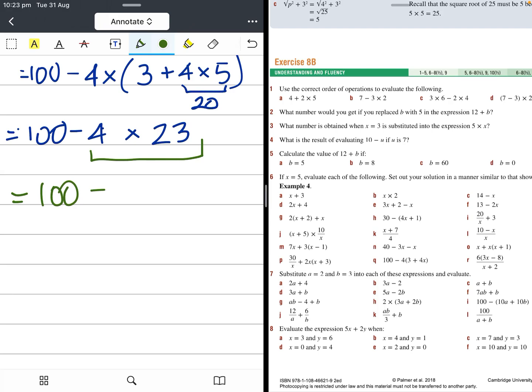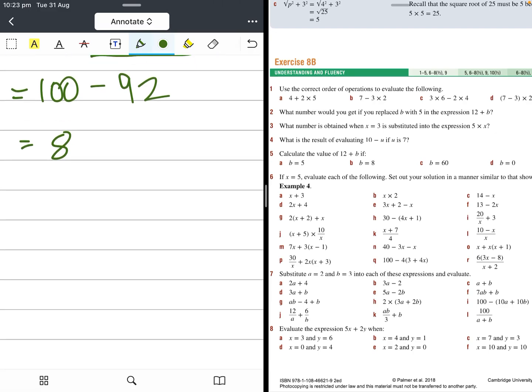So 4 times 25, I know is 100. So 4 lots of 2 is 8. So 100 minus 8 is, hopefully you said 92. And I think I've just worked out our answer for us, don't you? 100 minus 92 is 8.